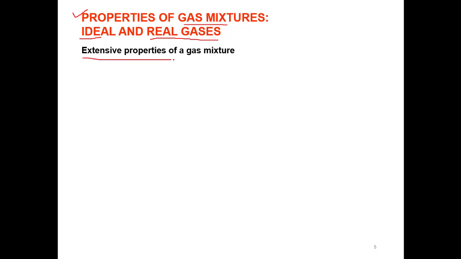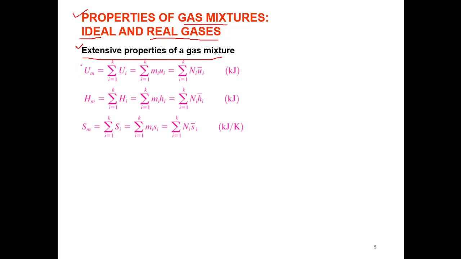Now let's start with the extensive properties of the gas mixture. You already know what extensive and intensive properties are. Extensive properties depend on the mass and size, and intensive properties are independent of the size and the mass. Let's see the extensive properties first. For example, if you want to calculate the internal energy of the mixture, let's say the mixture has many components, then what will be the internal energy of the mixture? The internal energy of the mixture is the sum of the internal energies of all the components.